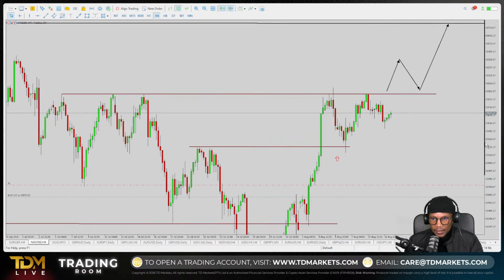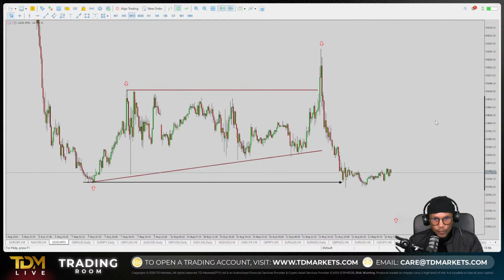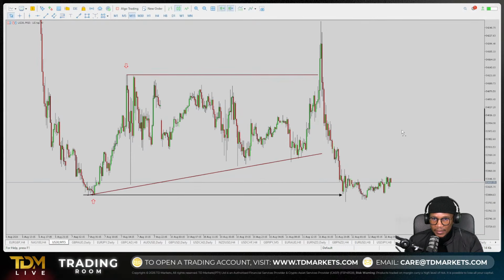Nasdaq. Before I continue, remember there's the CPI later today, right? So the CPI definitely might mess up this setup. There could be spikes. So we just have to wait for the dust to settle.